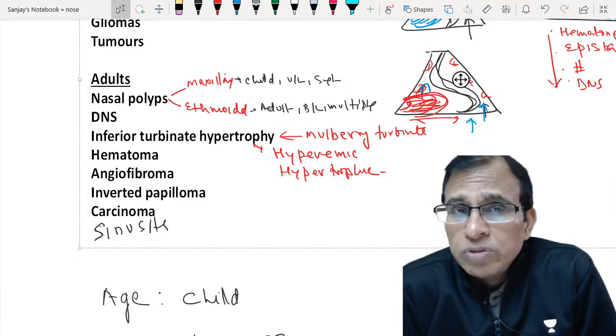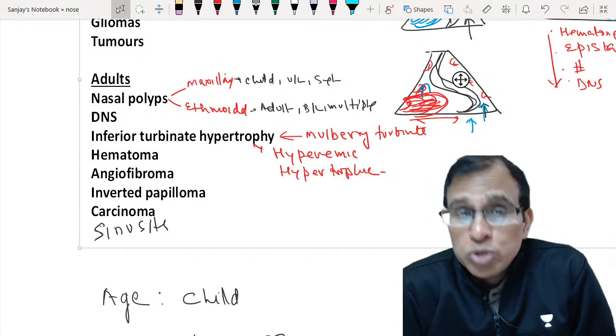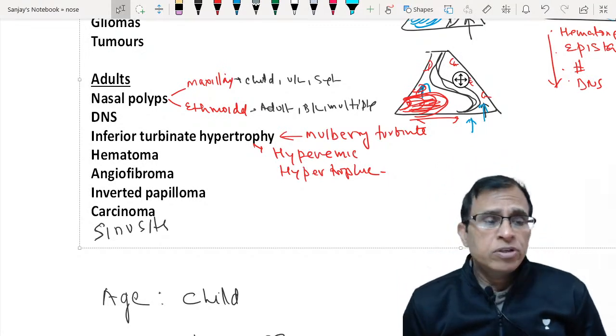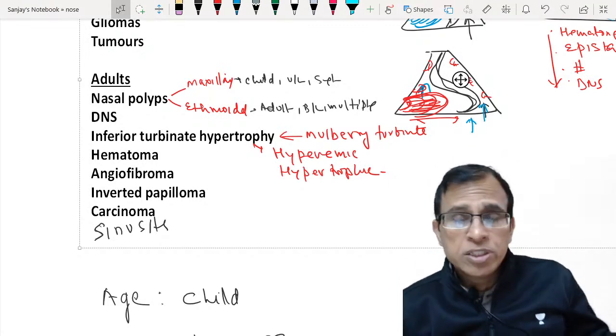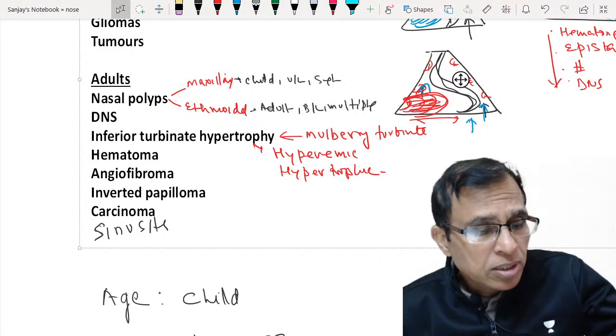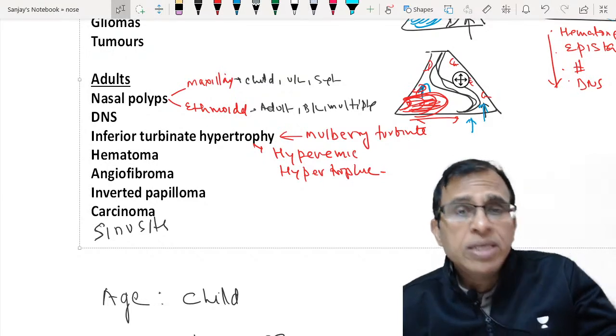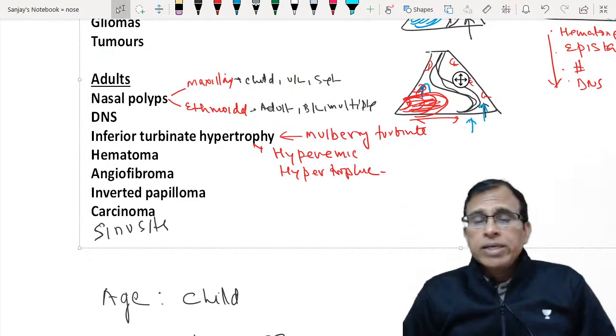Usually the patient comes not with blockade. The history of bleeding is the first presentation in most cases. And if you ask this patient, did you have nasal obstruction in the past, they'll say yes. They'll give you a positive history of nasal blockade, but they never came with that. They came in only when the bleeding started, right?